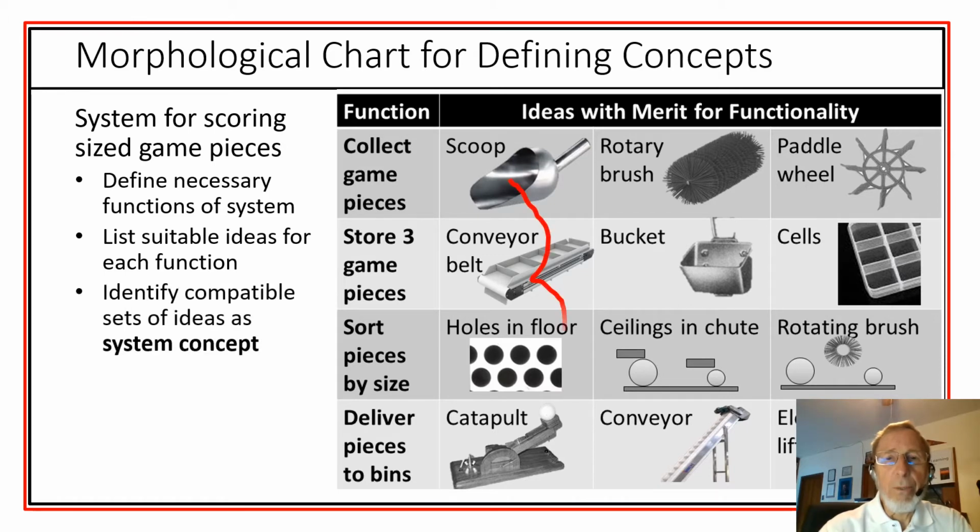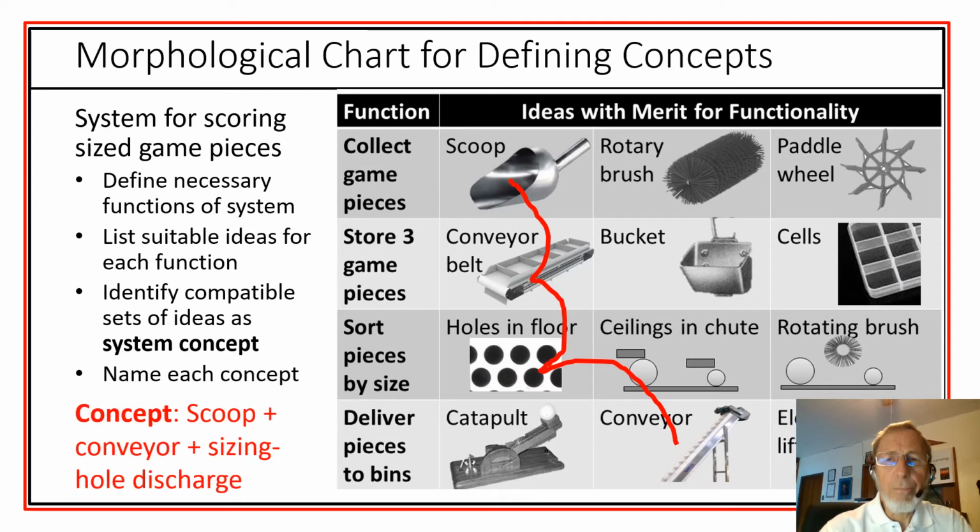Putting a concept together requires that you identify compatible sets of ideas. So perhaps a scoop that then places the game pieces onto a conveyor. The conveyor perhaps has holes in the floor that allow different size pieces to drop out at different points. And it continues to convey these pieces until they reach the bins. So this could be one concept, and you come up with many other combinations.